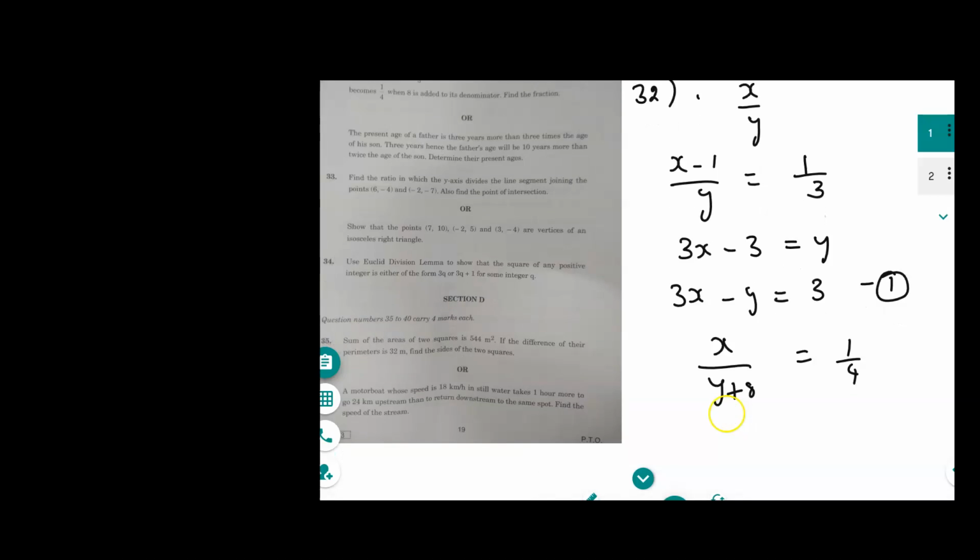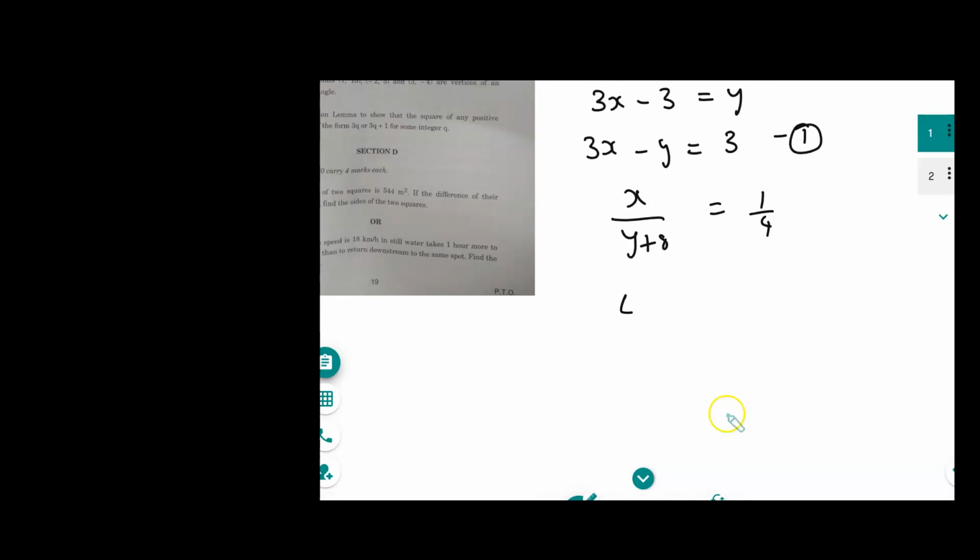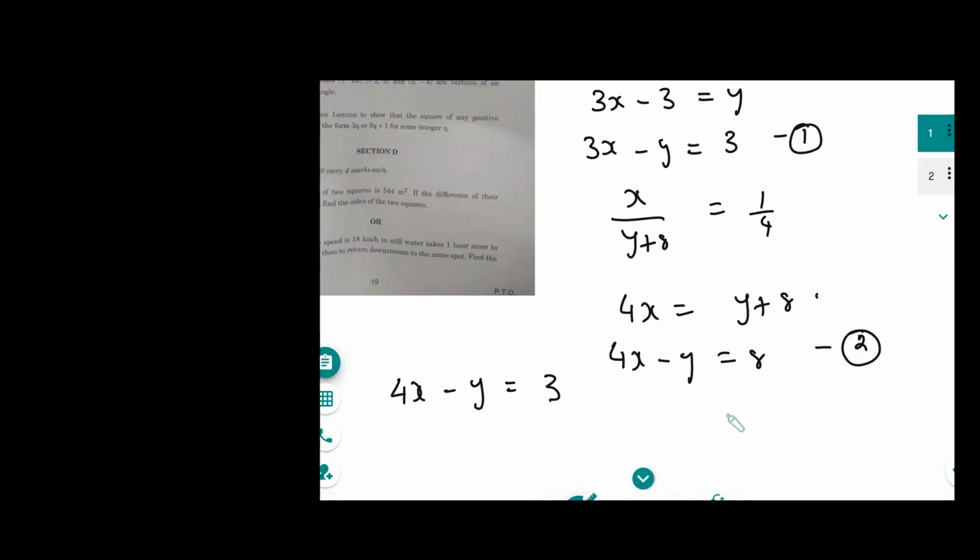The second condition says that when 8 is added to the denominator, it becomes 1 by 4. So x by y plus 8 is equal to 1 by 4. In the same way, cross multiply it, you get 4x is equal to y plus 8, or 4x minus y is equal to 8. Let that be the second equation. Now solving both the equations by the elimination method, 4x minus y is equal to 8, and the first equation is 3x minus y is equal to 3.